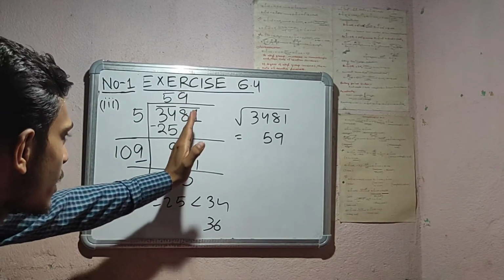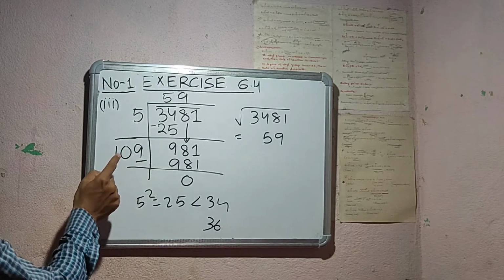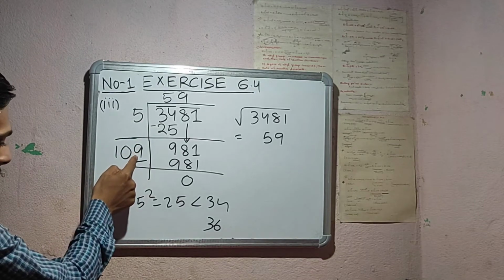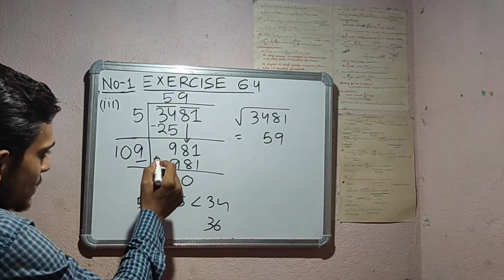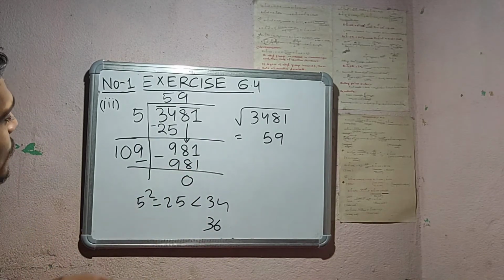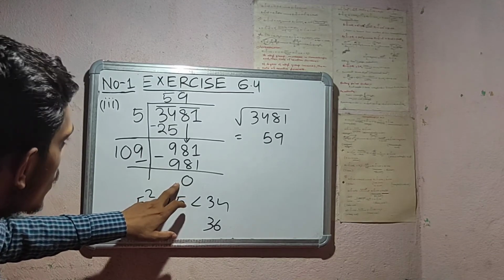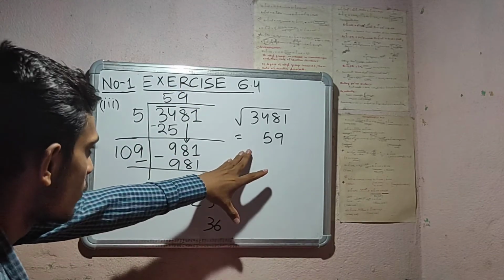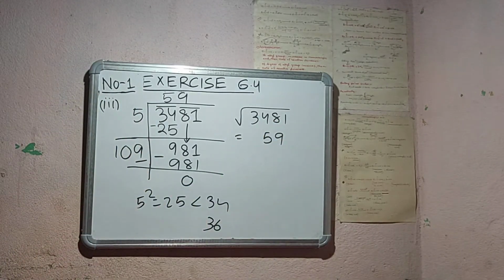Then bringing down the next number, that is 81, so 981. Then double the divisor, that is 10, and put 9 here, because this multiplication is equal to this number. So this remainder will be 0, and after getting the remainder as 0, the quotient will be my square root, that is the square root of 3481 is equal to 59. Clear?